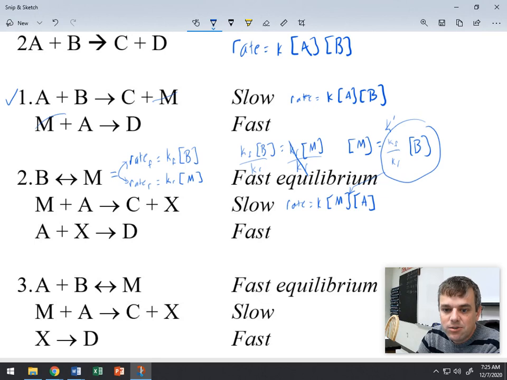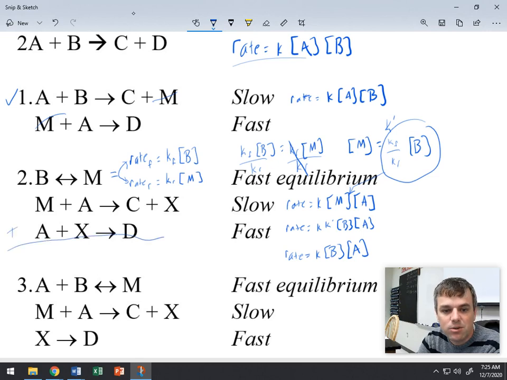So if we plug that in, we have rate equals K times K prime times the concentration of B times the concentration of A. And if you have a constant multiplied by a constant, you get yet another constant. So our new rate law is just going to say that rate equals K times the concentration of B times the concentration of A, which checks out with the rate law up at the top. Also, we need to double check that when we add all these steps together, we get the overall reaction. Well, M is an intermediate that cancels out. X is also an intermediate that cancels out. Our reaction is going to be 2A's plus B makes C plus D, which is the overall reaction. So this is a valid mechanism.